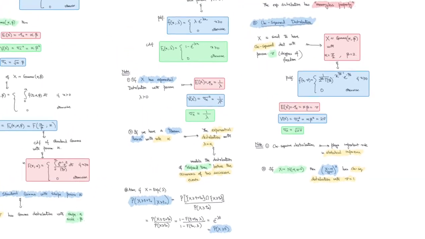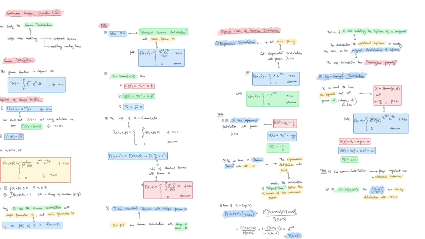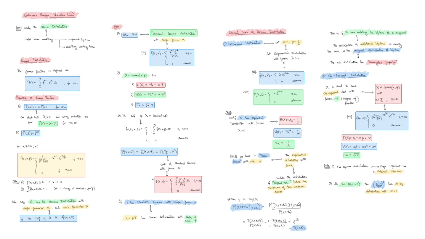To summarize what we have done today, we spoke about the gamma family of distributions which have the shape parameter alpha and the scale parameter beta. We spoke about two special cases of the gamma distribution, the exponential distribution and the chi-squared distribution.